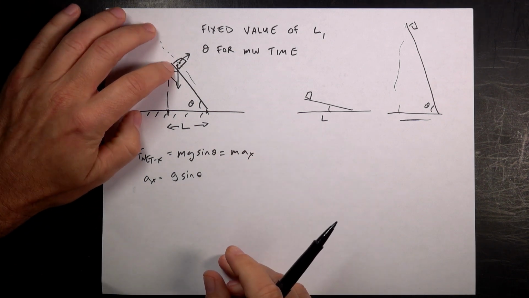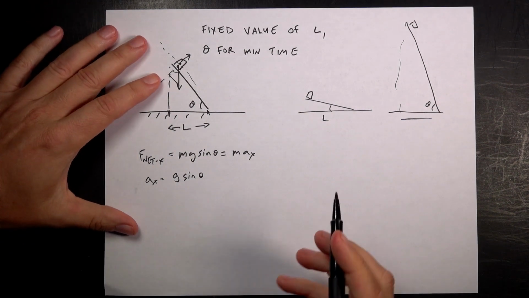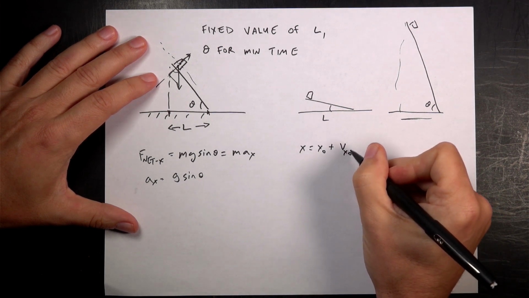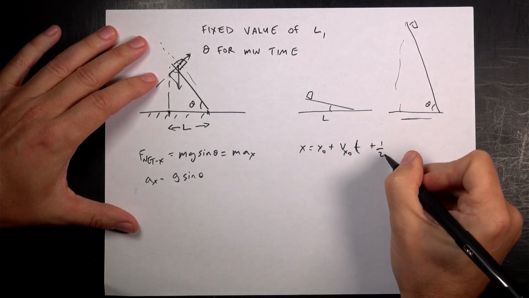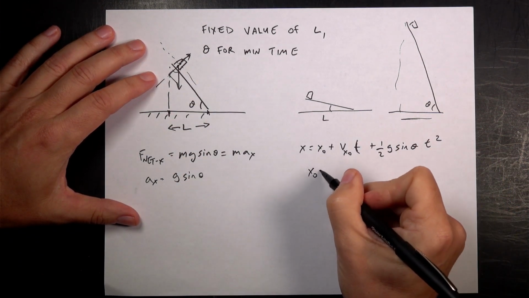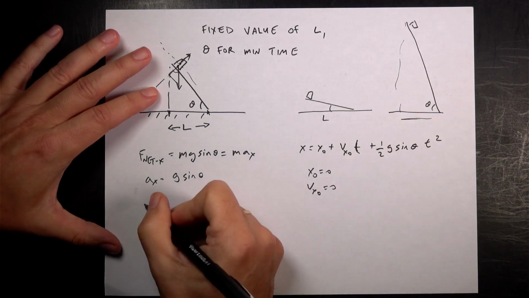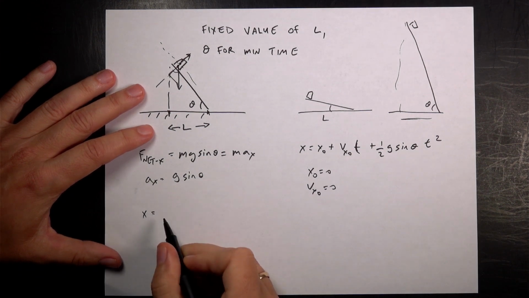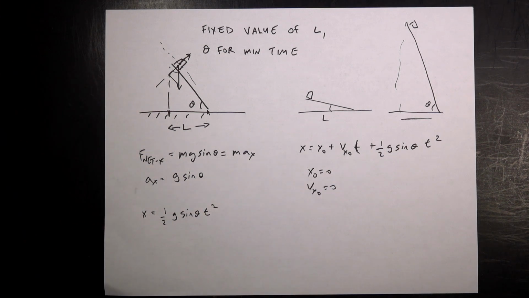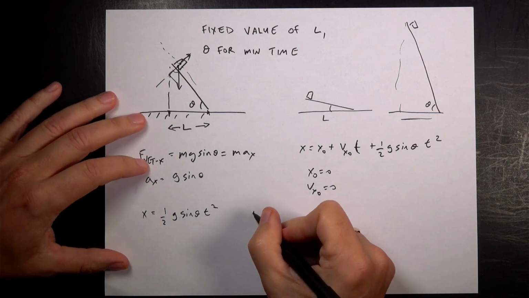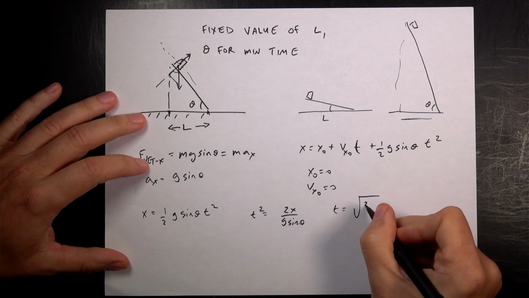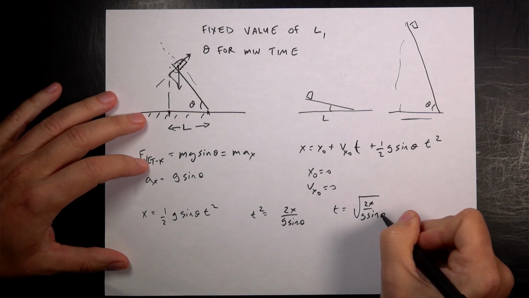So now I want to find the time it takes to get from here to there. Let's just use the kinematic equation. I'm going to say let's call that x equals 0. x equals x0 plus vx0 t plus 1/2 a t squared, which is 1/2 g sine theta t squared. Now if x0 equals 0 and vx0 equals 0, the final x is going to be equal to 1/2 g sine theta t squared. Now I want to find the time, so let's solve this for time. t squared is going to be 2x over g sine theta, so t is the square root of 2x over g sine theta.